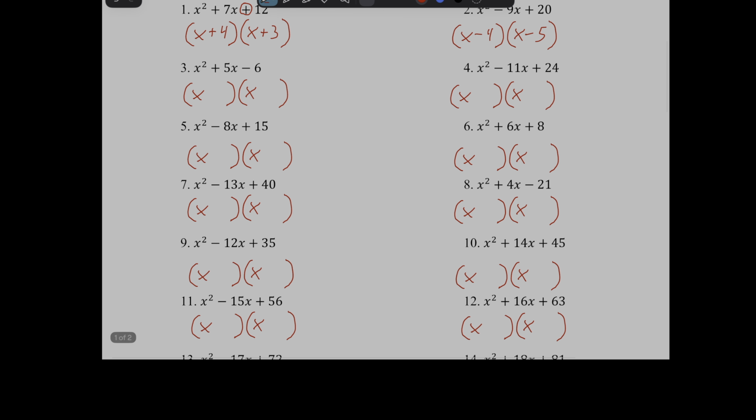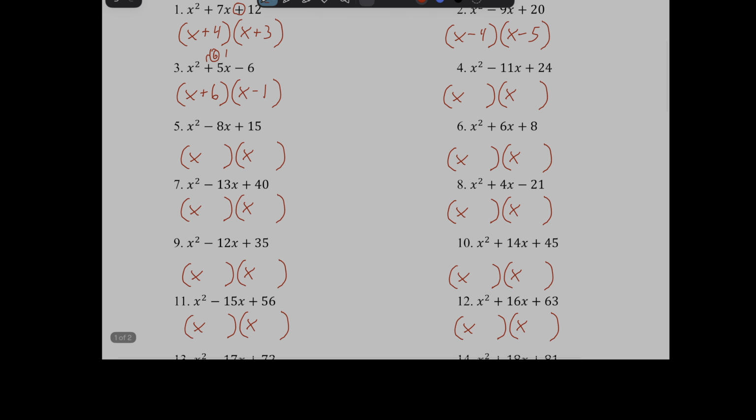Number 3, the third term is negative, so the signs are different. I can write them right away. The factors of the third now subtract to the middle, and that's 6 and 1. The bigger factor gets the sign of the middle, so it's going to be plus 6 and minus 1. Again, I have a whole video on what to do when that third term is negative. Go do it if you haven't done it yet, please.